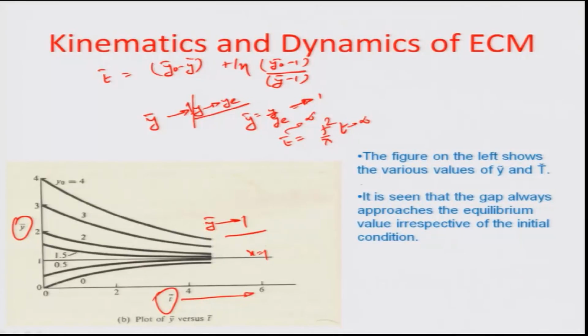So, the figure on this side shows the various values of y dash and t dash, and it is seen that the gap always approaches the equilibrium value irrespective of the initial condition. So, we are deterministically able to say that the final gap that would come out is going to be the equilibrium gap through all this mathematical analysis.